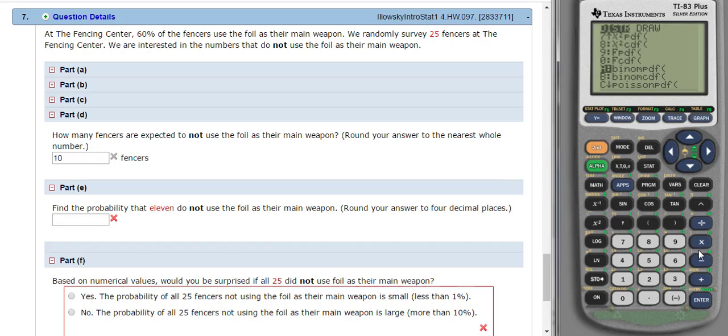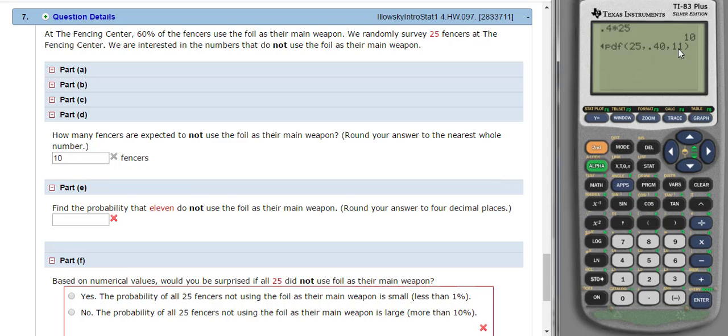So binomial PDF. How many trials were run? 25. What's the probability of success? 40%. How many people are we interested in having be successful? 11. We paste this in, and this gives us binomial PDF parentheses. This is the number of our sample.